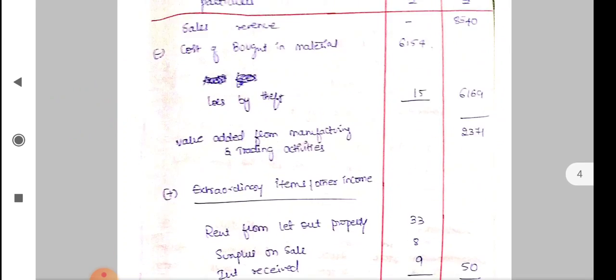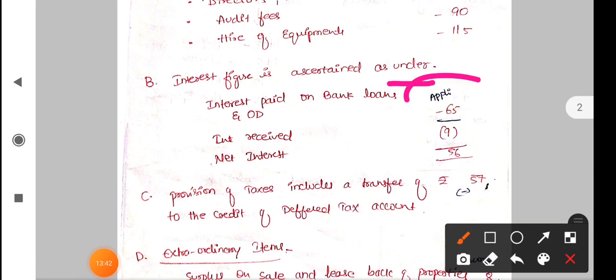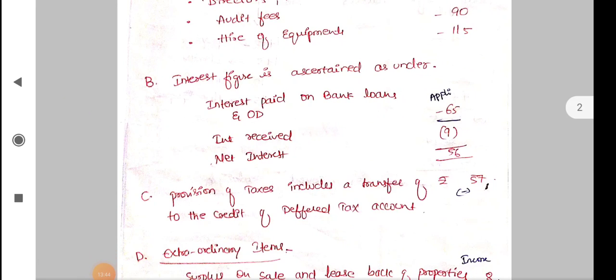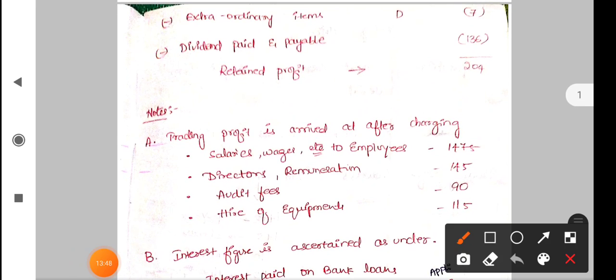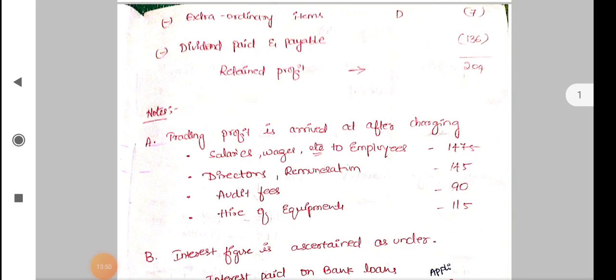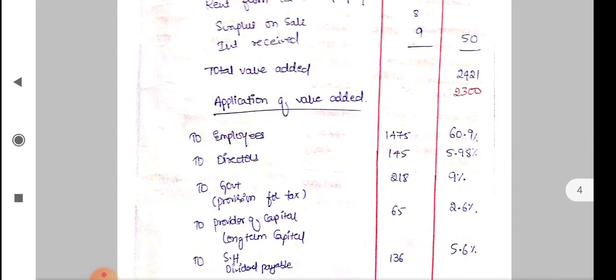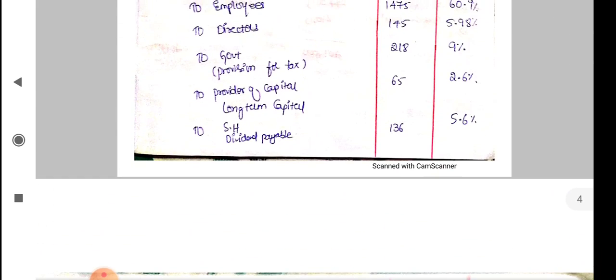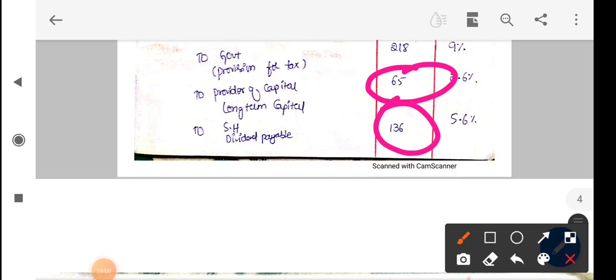Next, to providers of capital. Here the interest is given. Interest paid on bank loans is 65. Next we have dividend paid and payable. Dividend paid and payable is 136. Both we have to show for the providers of capital. So dividend paid is 136 and interest paid is 65.